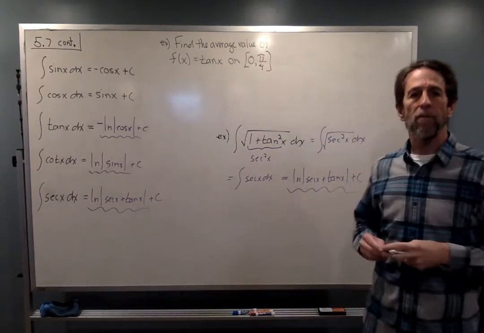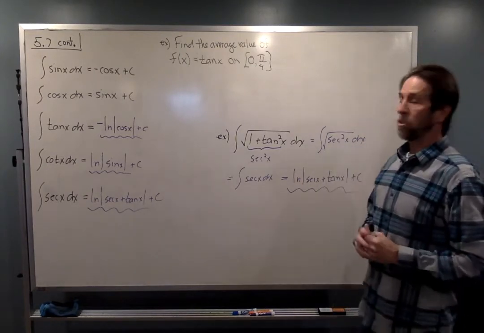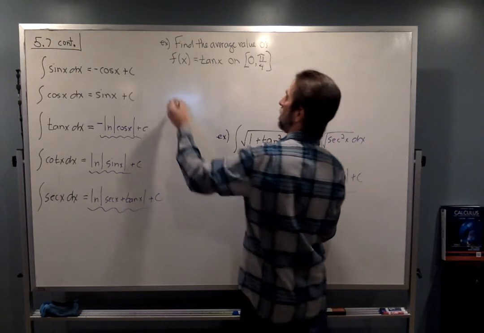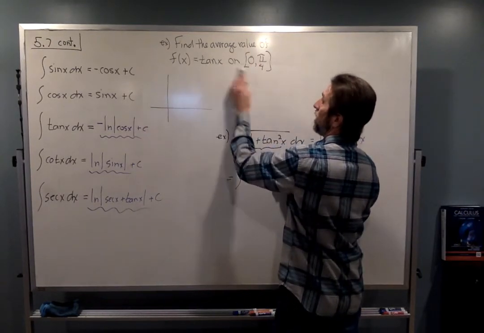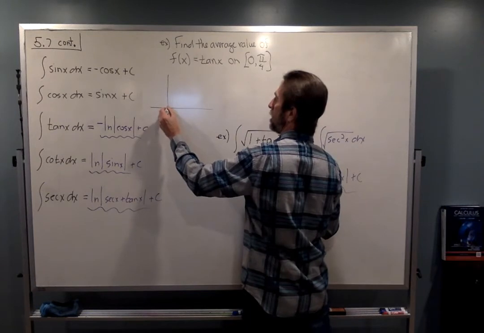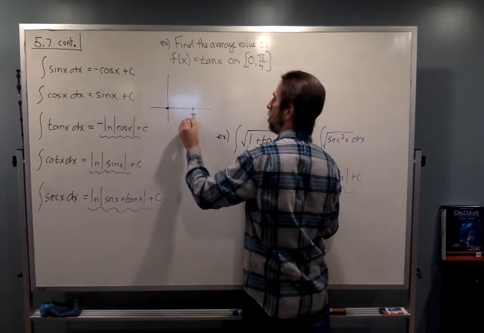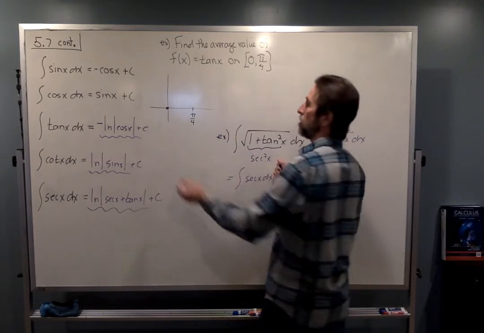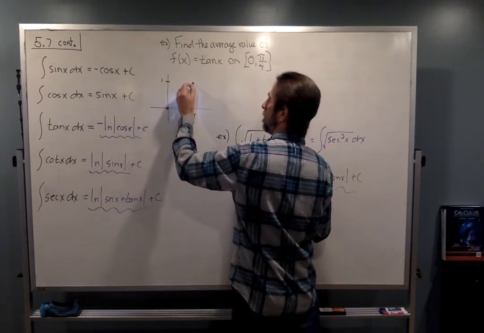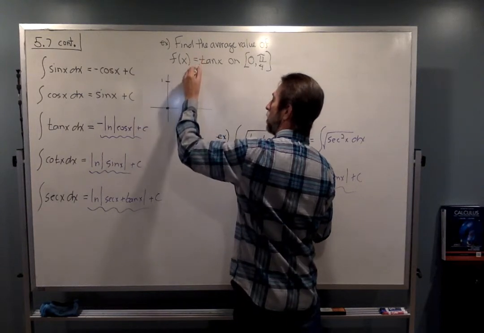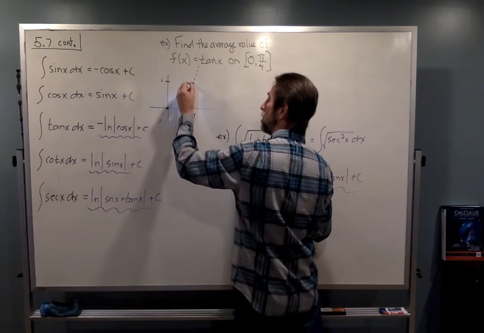Now remember, average value of a function is an integral application. Maybe just as a quick review of this, if I would sketch tangent of x from 0 to pi over 4, at 0 it is 0, at pi over 4, you should know the tangent of pi over 4 is 1. So you've got that whole tangent function, but it's basically just looking at this part of it.